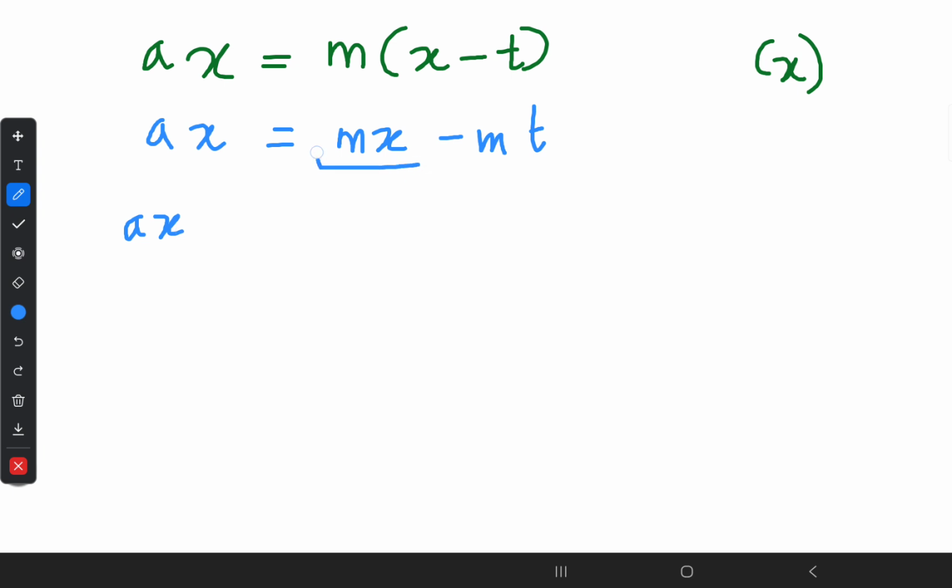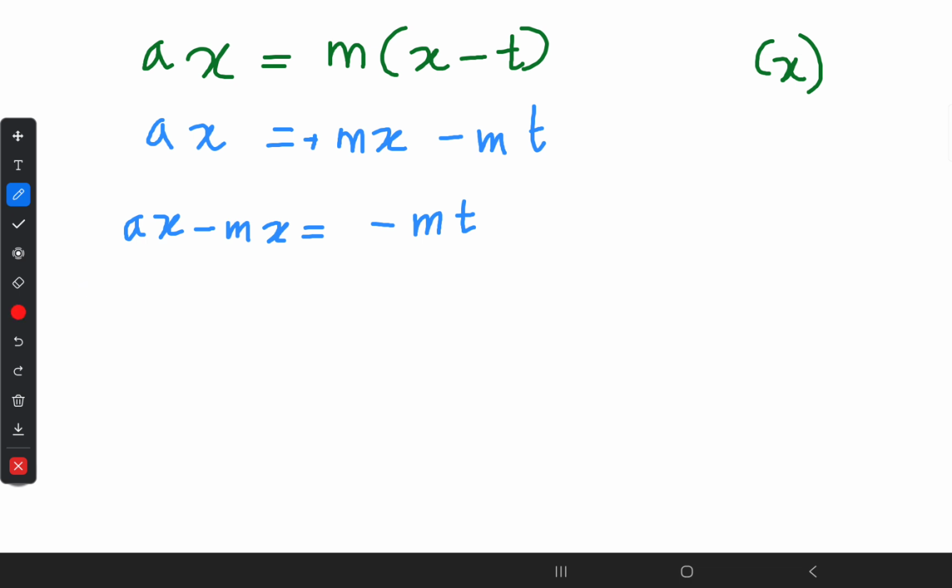You have to bring this mx to the left hand side as well because it also consists of an x quantity. So the positive mx has a positive direction. Positive mx will become a negative mx on the left hand side. The negative mt, no need to bother about that one because it does not consist of any x quantities itself. So you can keep it as it is on the right hand side.